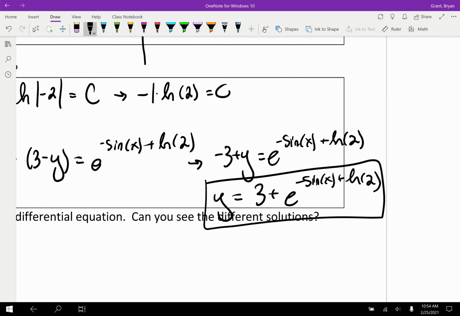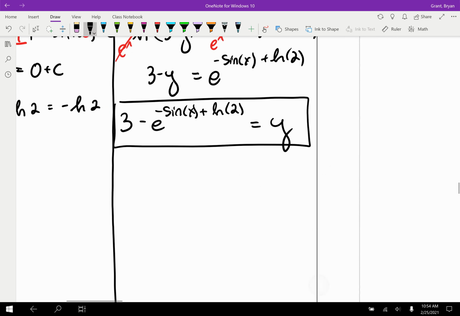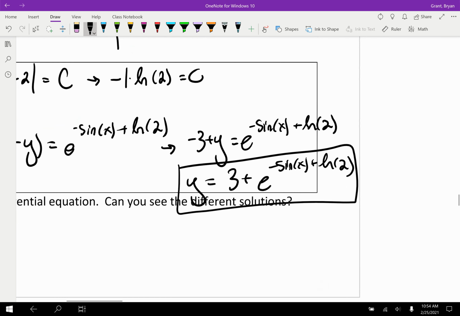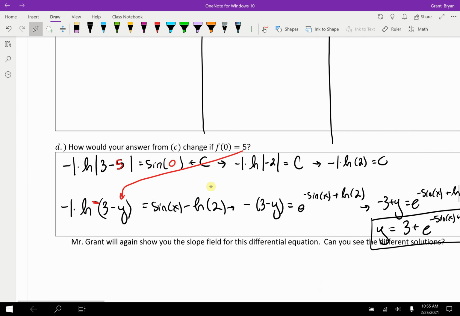Pretty similar to the other one? Yeah. One's 3 minus, one's 3 plus. But if you had dropped your absolute value here, you would have gotten the wrong answer based on this initial condition. Do you want a graph to help you out a bit?